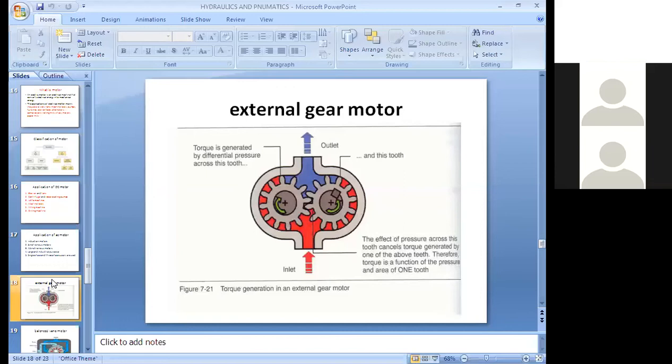Please make it clear: an external gear motor is a rotary actuator, and a piston cylinder is a linear actuator. Please make sure you are clear on this point. I hope it's clear. Shall I go to the next slide?